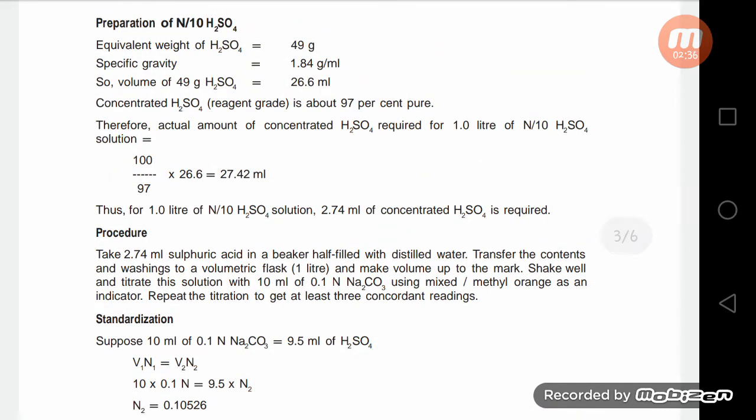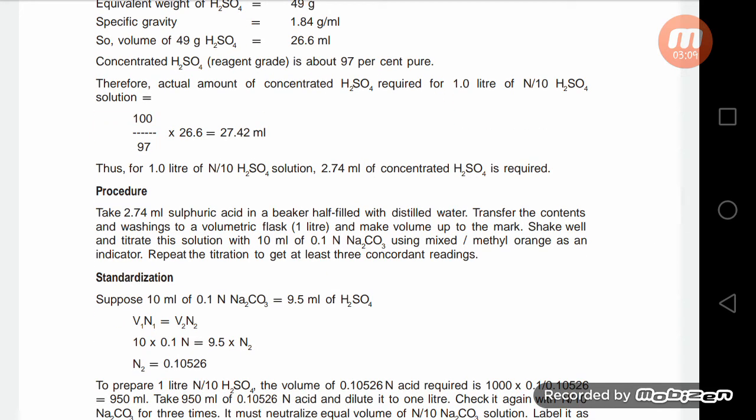Then first is the preparation of H2SO4. Equivalent weight of H2SO4 equals 49 grams. Specific gravity is 1.84 gram per ml. Volume of 49 gram H2SO4 is 26.6 ml. Concentration of H2SO4 is about 97% pure. Therefore, actual amount of concentrated H2SO4 required for 1.0 liter of N/10 H2SO4 solution is 100 by 97. So you can check and see here.